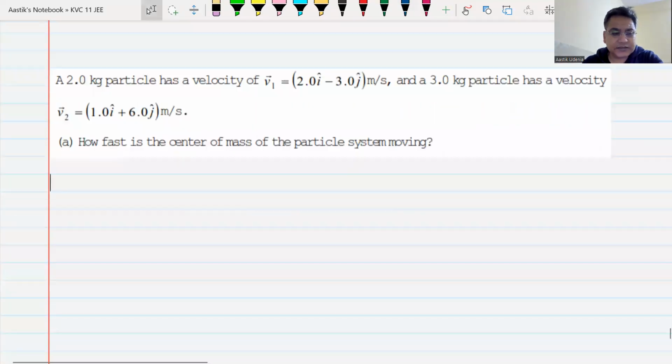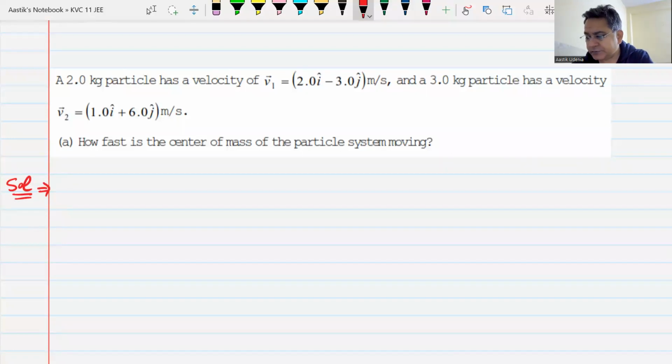This is the next question that we are supposed to do. A 2 kg particle has a velocity given by this vector. A 3 kg particle has a velocity given by this vector. You have to find out the velocity of the center of mass, and I'll give you 2 minutes to give me the answer.